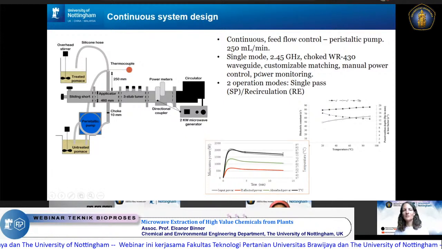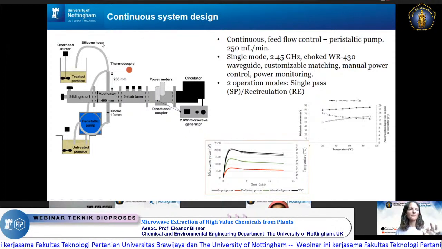We did that anyway. We got really good temperature control, and we ran it in two different operating modes, what we call single pass, and recirculation. So in single pass, we ran it through. We had less than one second residence time in the reactor. And then we put it here and we held it for 20 minutes.